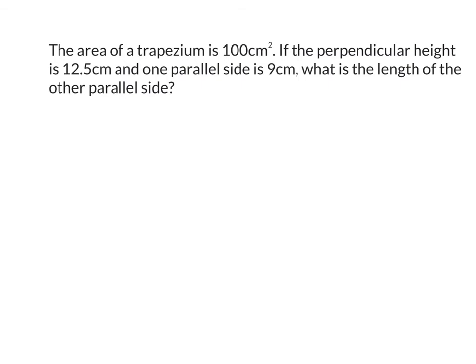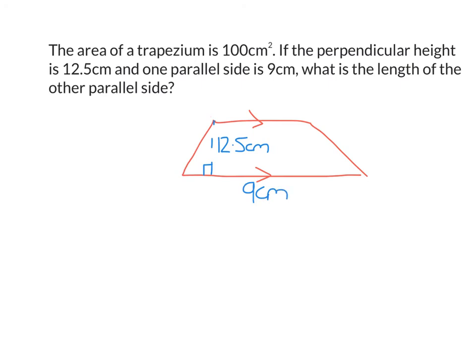So let's have a go at drawing this to make it look a bit easier. So we know what a trapezium looks like. It's a 4-sided shape and it has one pair of parallel sides. So we know that the perpendicular height is 12.5 centimeters. It doesn't matter if the drawing's not to scale. See, the thing is that we don't know whether or not 9 centimeters is the longer or the shorter parallel side. It doesn't actually matter. I'm just going to put 9 centimeters here. We're still going to go about this the same way.